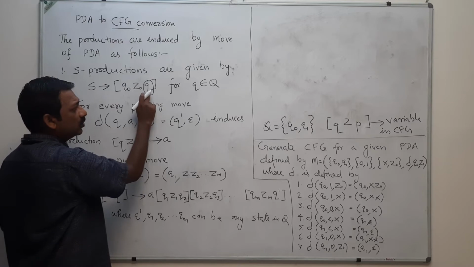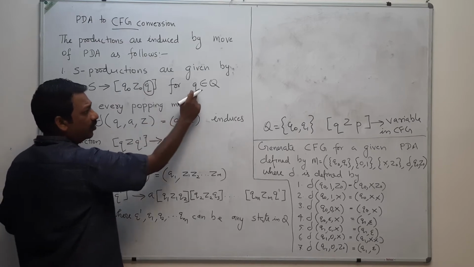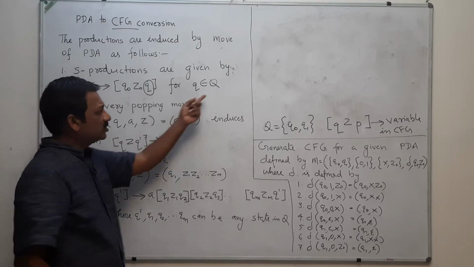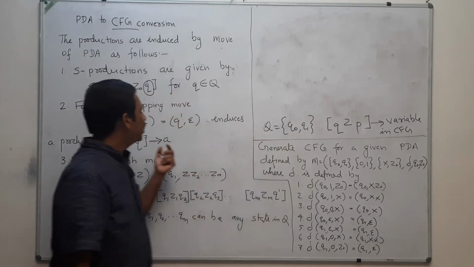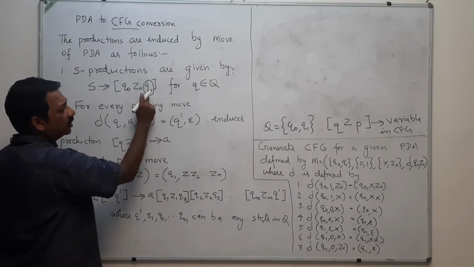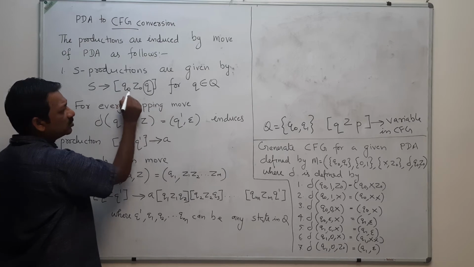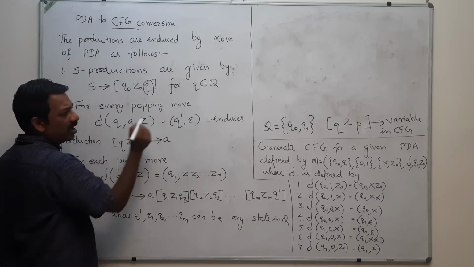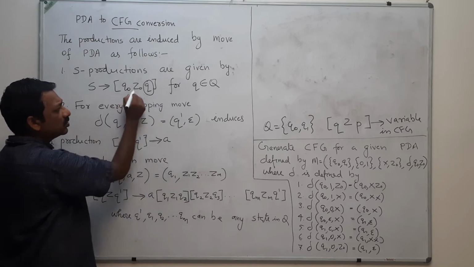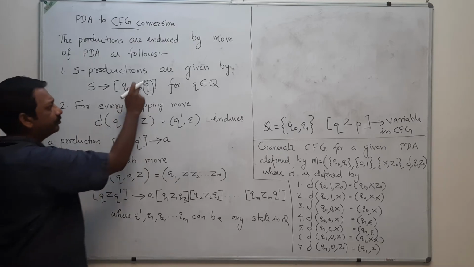Here q0 and Z0 are fixed. For all q element of Q, that means this Q is having q0 and q1. Then if you are putting q0 here, what will happen? This is [q0, Z0, q0]. And if you are putting q1, this is [q0, Z0, q1].